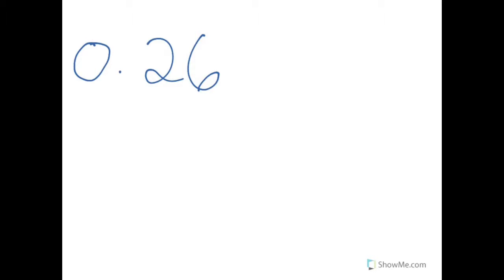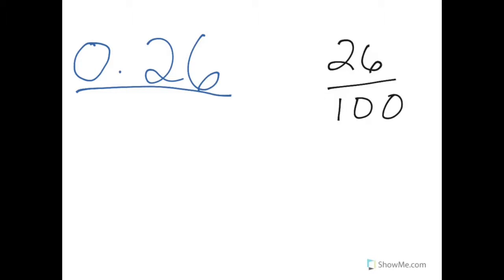Here I have the decimal 26 hundredths, okay? And if I wanted to write that as a fraction, first of all, if you read it out loud, you say the fraction. When I read this, I say 26 hundredths. Well, 26 hundredths. That's it. It's as easy as that. They're equivalent. They're the same thing. 26 hundredths as a decimal, and over here I have 26 hundredths as a fraction.